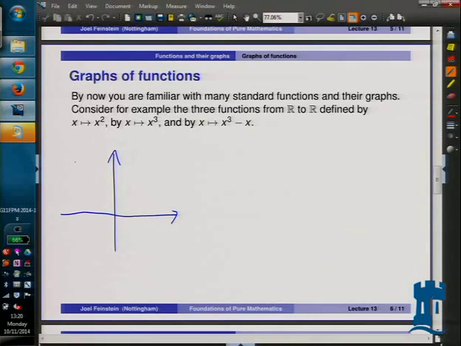So you can do better than me on this one, but I will have a go at doing y equals x squared. Oh, not too bad. Okay, there's y equals x squared. Let's have a look at y equals x cubed.